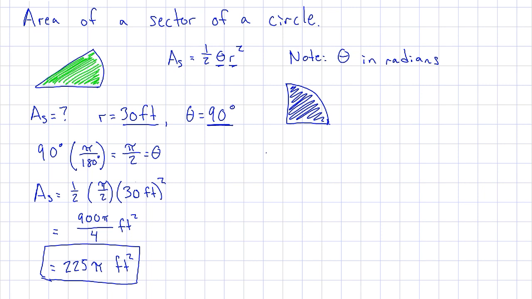If your problem is looking for a decimal approximation, then I would plug 225 pi into my calculator and I would receive a decimal approximation, which would be 706.86 square feet. So those are the two ways that you can express your answer.